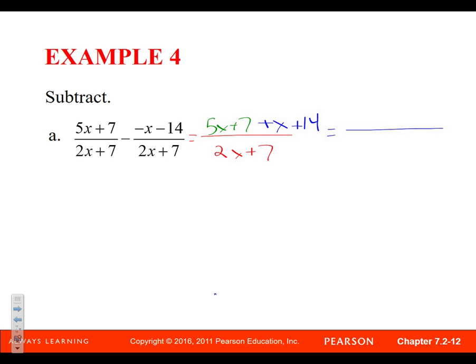So let's see here. 5x and x is a 6x, right? 7 and 14 is a 21. And then you've got 2x plus 7. Are we done at this point? I feel like it's not. Did you simplify? Some simplifying how? They're all one. Here I could factor out 3, couldn't I? Common factor of 3. That would give me 2x plus 7. And the denominator happens to be 2x plus 7. Woo! That becomes a 1. So that's just 3. That's a fancy 3, if I ever saw one.